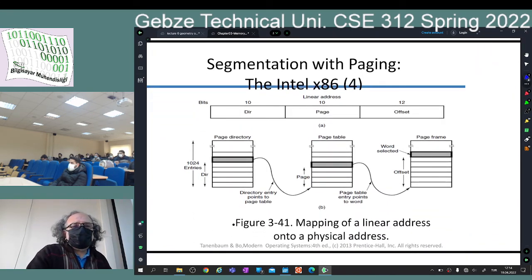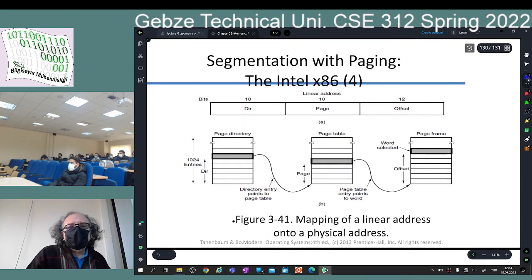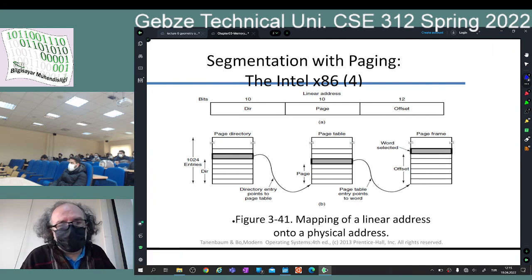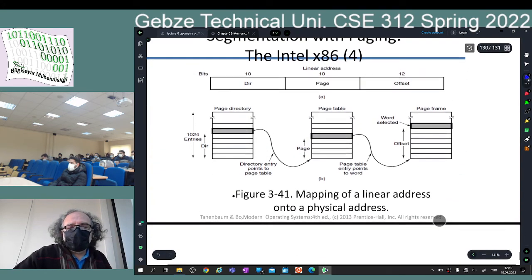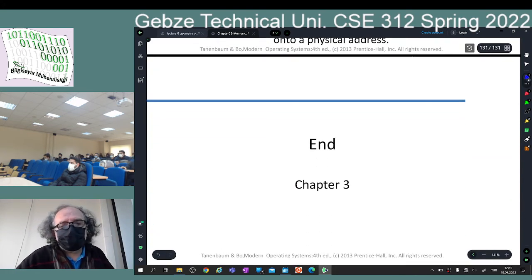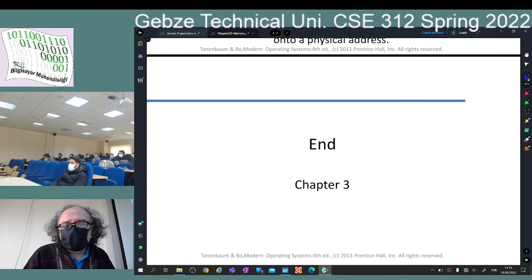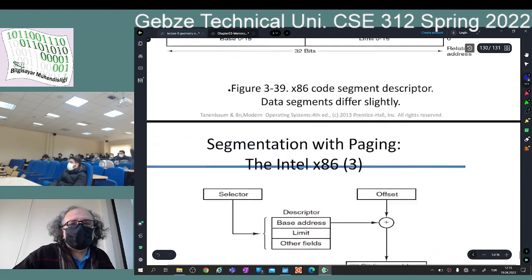So the idea is this: these are the segments, these are the pages, and these are the offsets. It's a 32-bit address, a 32-bit computer. Segmentation with paging works with the Intel architecture. Even today it is being supported, but our operating systems don't support it. That's what I'm going to say about the Intel platform and segmentation.